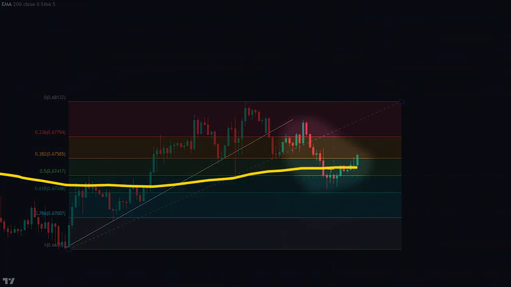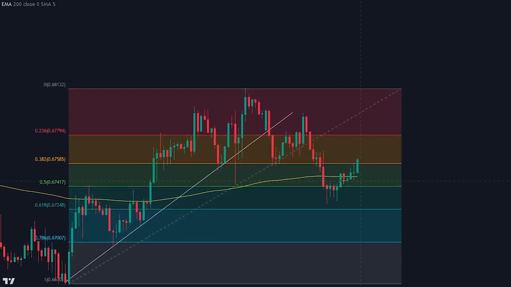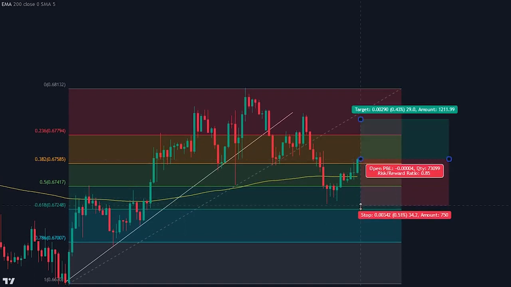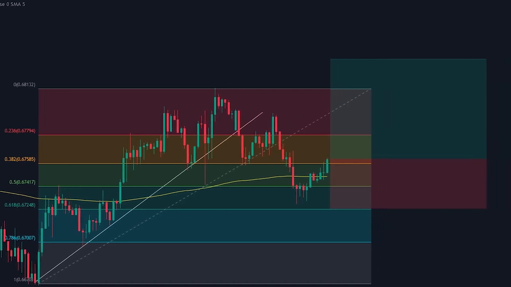We will enter into the position once the candlestick crosses and closes above the 0.382 level. This occurred here, so let's enter into the position. We will be placing the stop loss at the 61.8 level, and for the take profit, we will be targeting a 2 times risk to reward ratio. Now let's see how the trade plays out.